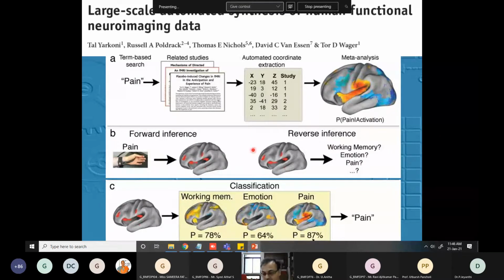Now the question is, if I know the brain activity, can I infer whether it was more related?